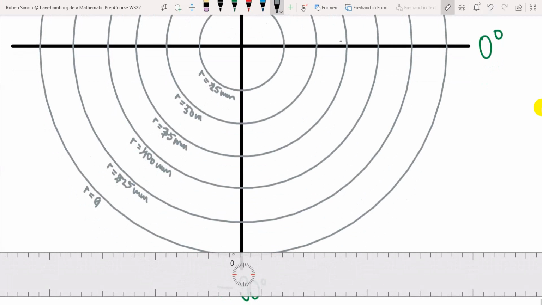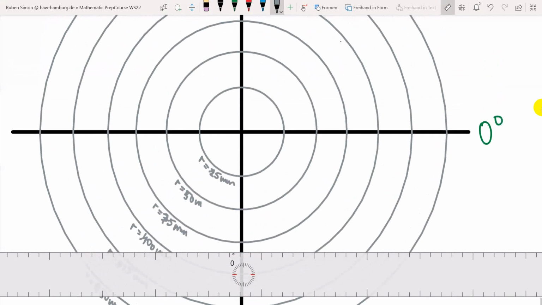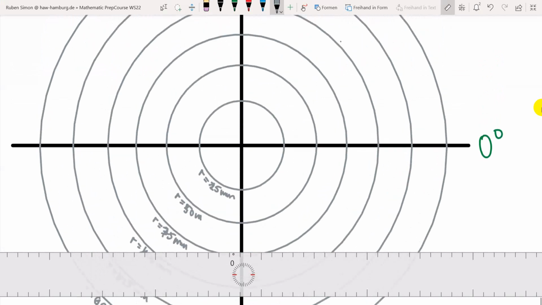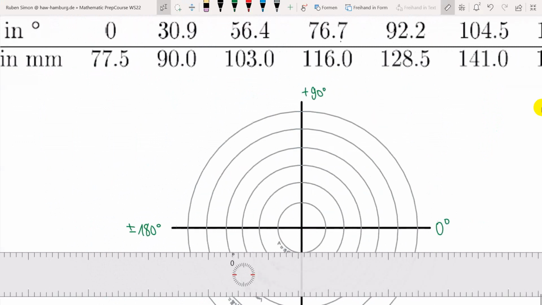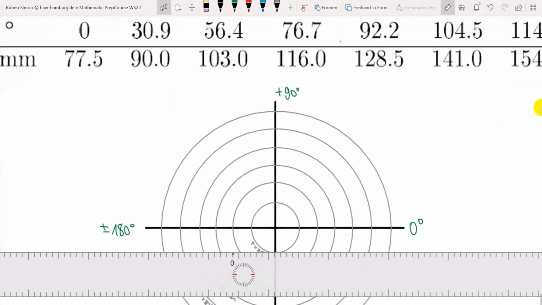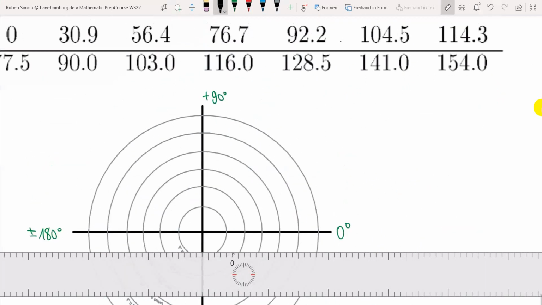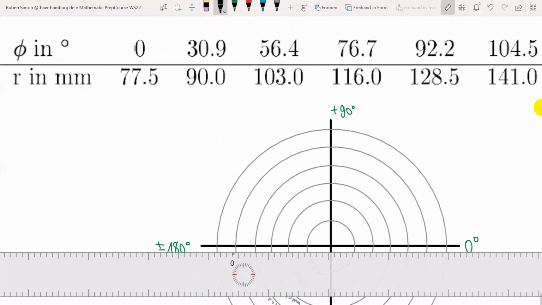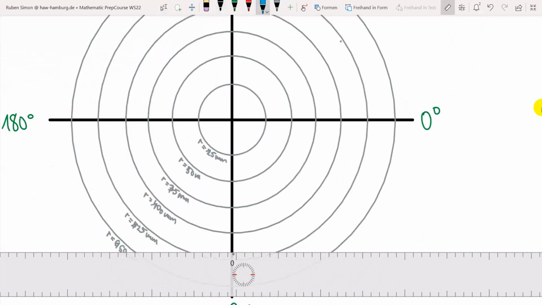Okay. So where would we have to put the first point? The first point has a radius of 77.5 and an angle of 0 degrees. Of course, an angle of 0 degrees means that we are on our x-axis, what used to be the x-axis in a Cartesian coordinate system. And we need to determine a radius, a distance from the origin, of 77.5 millimeters. So 77.5 will be quite close to 75 millimeters, and that's why our first point will be quite close. This is the 75 millimeter circle, so we'll be at this position.